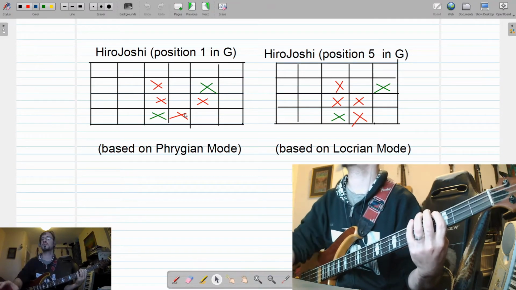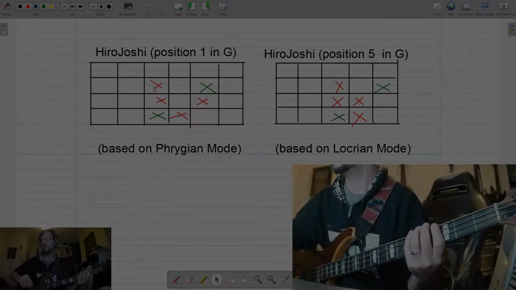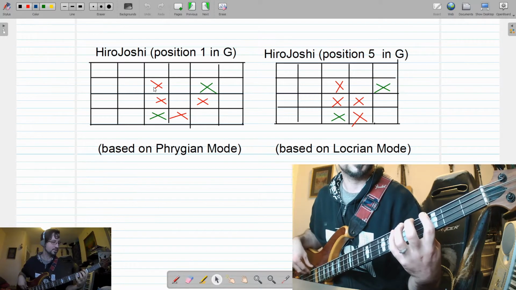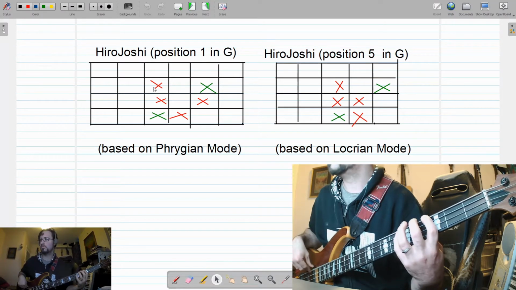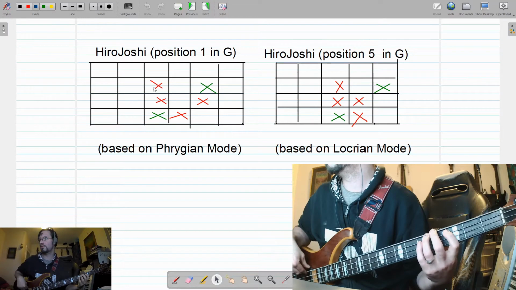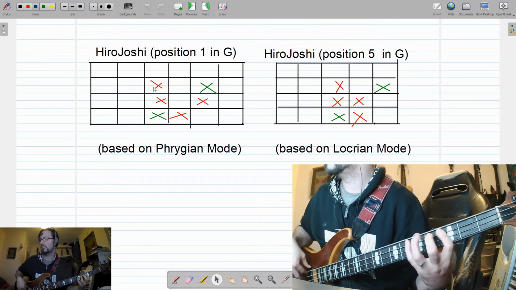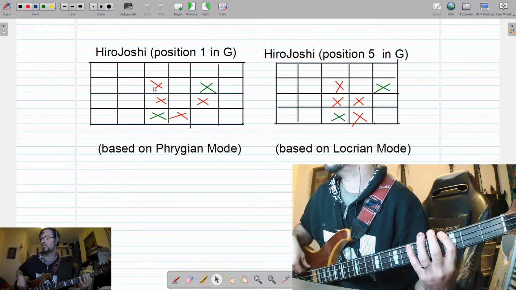Oh, I'm missing a note. Hopefully I'll edit out my swearing. I wasn't missing a note. So yeah, the fifth position of hirojoshi then, in G, would be the same thing. Root, flat second, fourth, flat five, seventh, octave. And that's my favourite one.